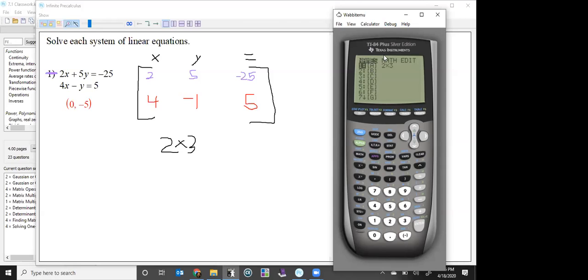I see that now under names, A says 2 by 3. It's because that's the matrix that I just made. We're going to come back to that in a second.